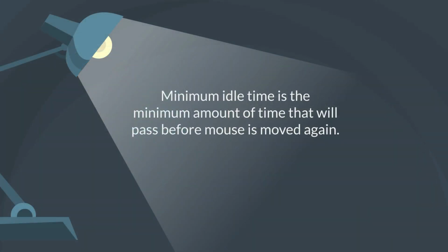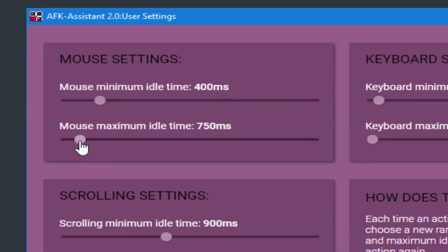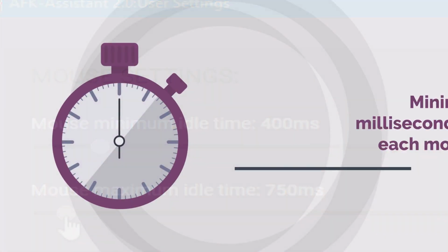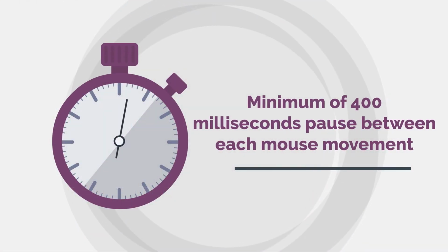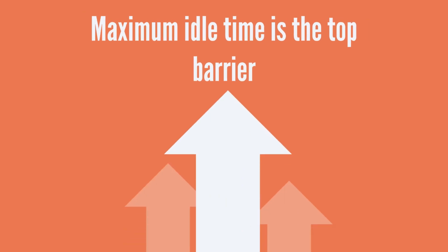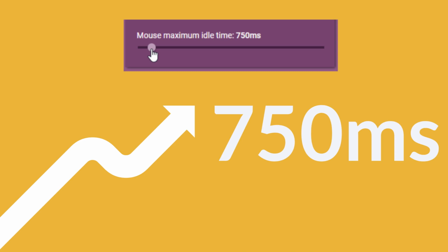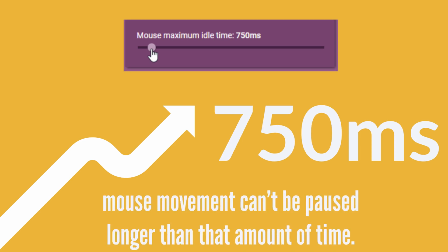Minimum idle time is the minimum amount of time that will pass before the mouse is moved again. For example, if we set minimum idle time to 400 milliseconds, then there will be a minimum of 400 milliseconds pause between each mouse movement. Maximum idle time is the top barrier. If we set this value to, let's say, 750 milliseconds, then mouse movement can't be paused longer than that amount of time.